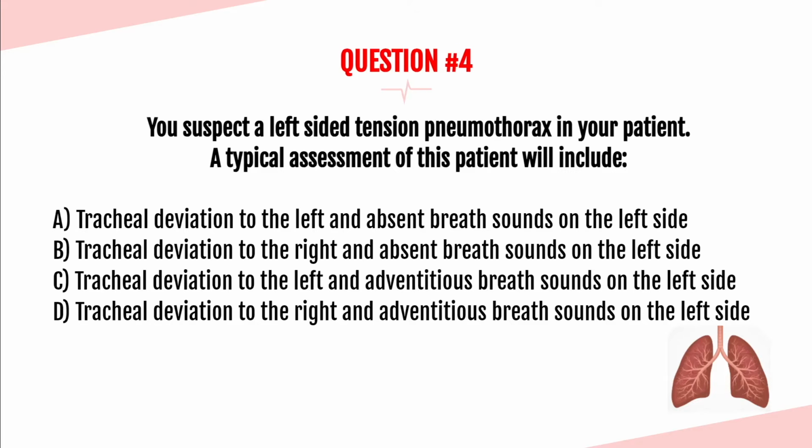Question number 4. You suspect a left-sided tension pneumothorax in your patient. A typical assessment of this patient will include A. Tracheal deviation to the left and absent breath sounds on the left side. B. Tracheal deviation to the right and absent breath sounds on the left side. C. Tracheal deviation to the left and adventitious breath sounds on the left side. Or D. Tracheal deviation to the right and adventitious breath sounds on the left side.